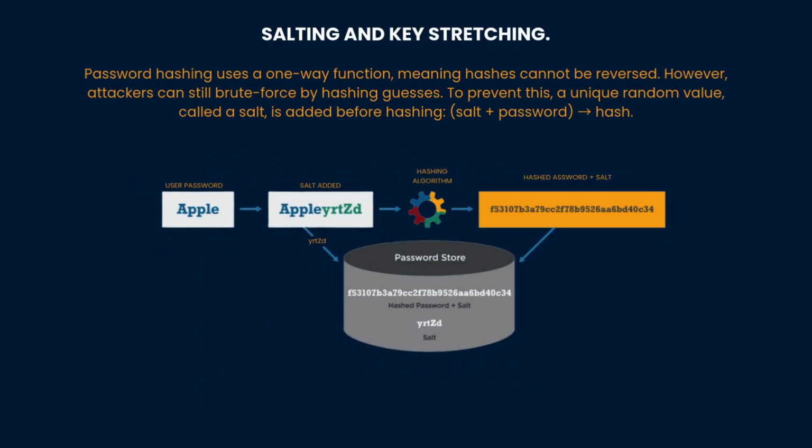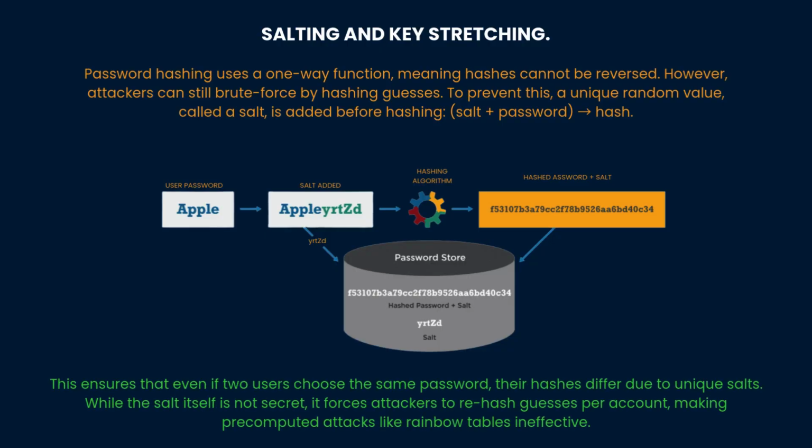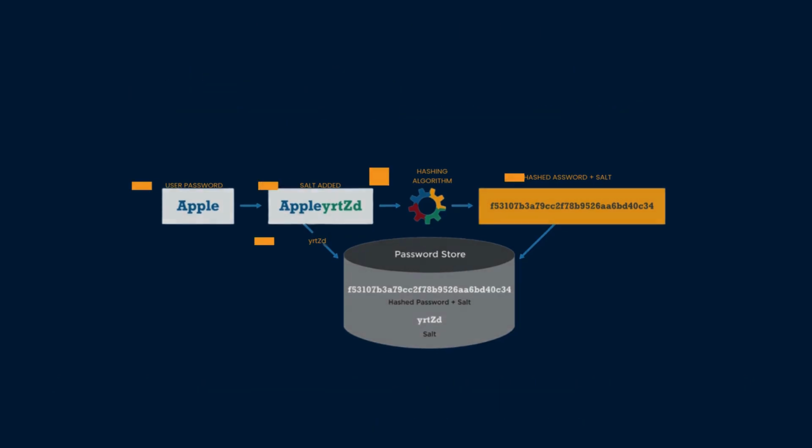A salt is a unique random value added to each user's password before hashing it. This means even if two users pick password 123 as their password, their final hash would be totally different because the salt is different. The salt isn't secret, but it forces attackers to rehash every guess using the specific salt for each account. That makes pre-computed attacks like rainbow tables practically useless.